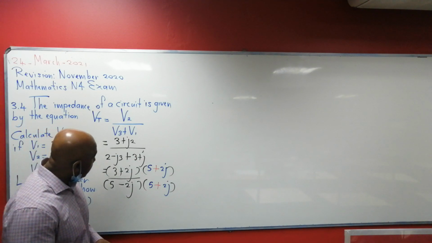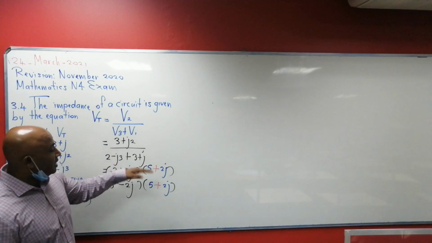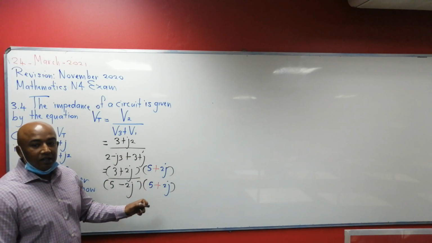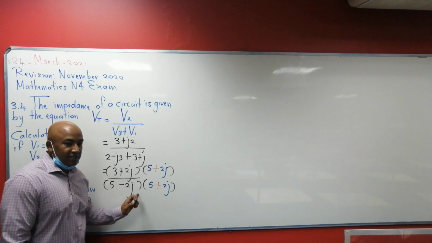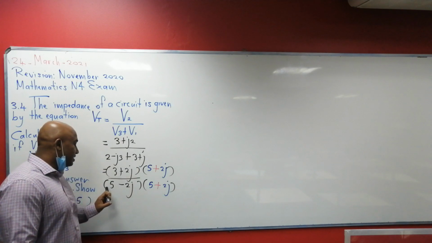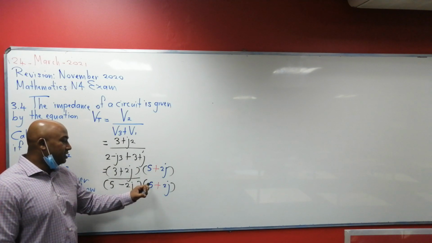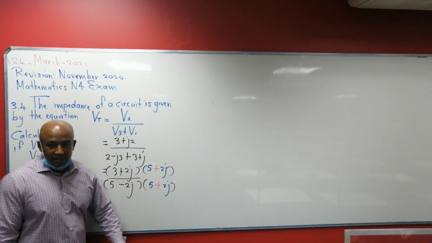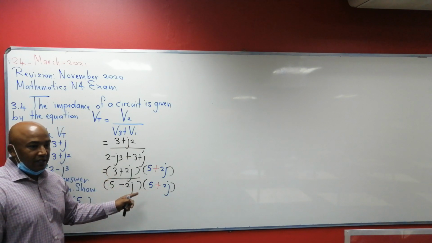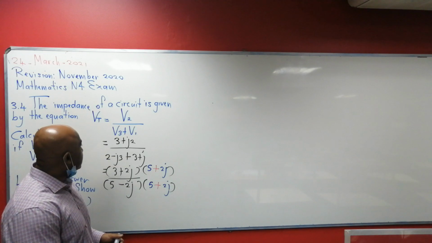Now, what can we do? We have to multiply out the numerator, multiply out the denominator. The denominator will always be the difference of two squares because we are multiplying by the conjugate. If this is x minus y, this is x plus y. It's a difference of two squares. These two are the same. These two are the same. The only difference is the sign here. Right, so let's multiply out.